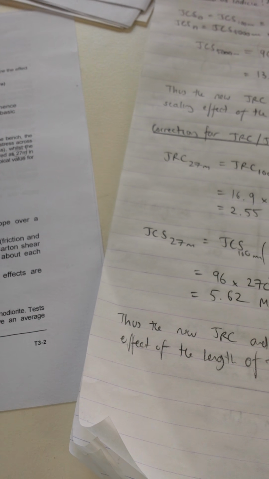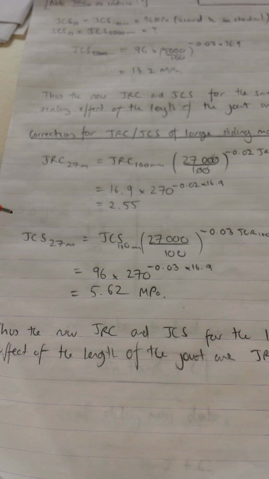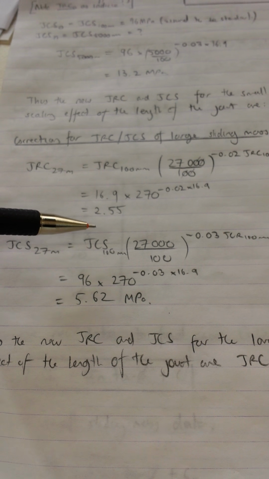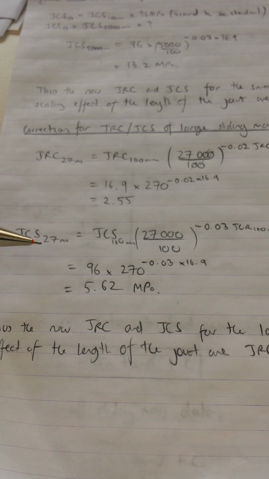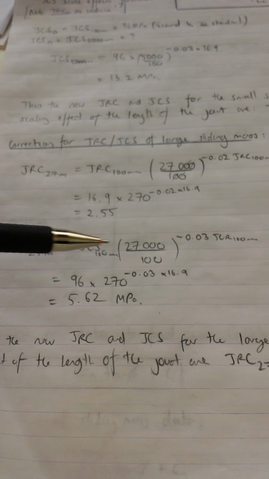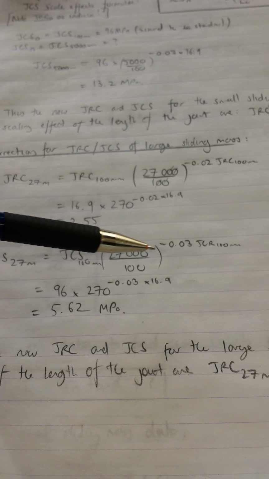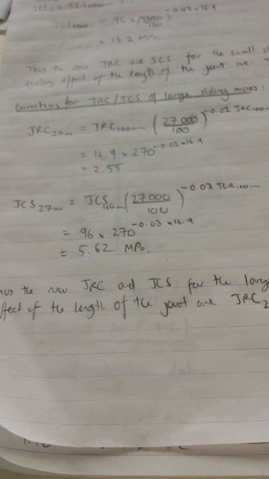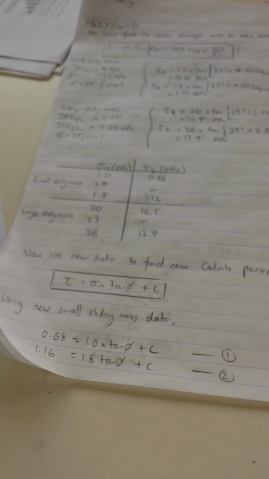That was just the small sliding mass. So we do the large sliding mass as well. So for the large sliding mass, 27 metres, JRC 2.55, JCS 5.62. Just be careful with the indices in the JCS equation. It's JRC, not JCS. I made that mistake a few times. So you get your JRC, JCS for the small and large.